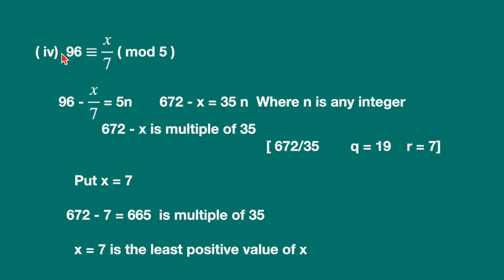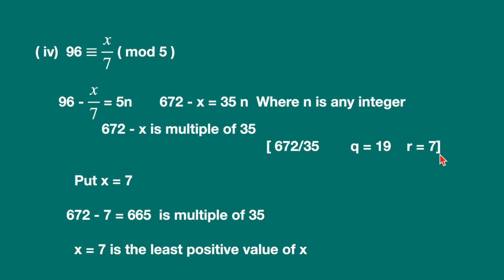Next sum: 96 is congruent to x upon 7 mod 5. So here let's again write down 96 minus x upon 7 is equal to 5n. So 7 is the LCM. So 96 into 7 is 672, minus x is equal to 7 into 5, that is 35n. This is the general form. So you can say that 672 minus x is a multiple of 35. Now do the actual division in the rough paper only. You will get quotient 19, remainder 7.